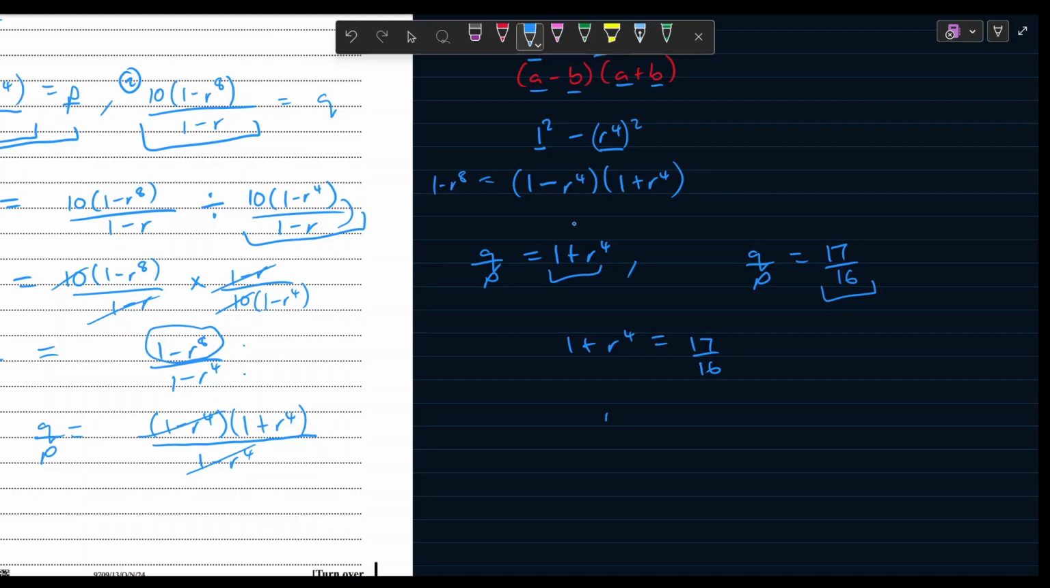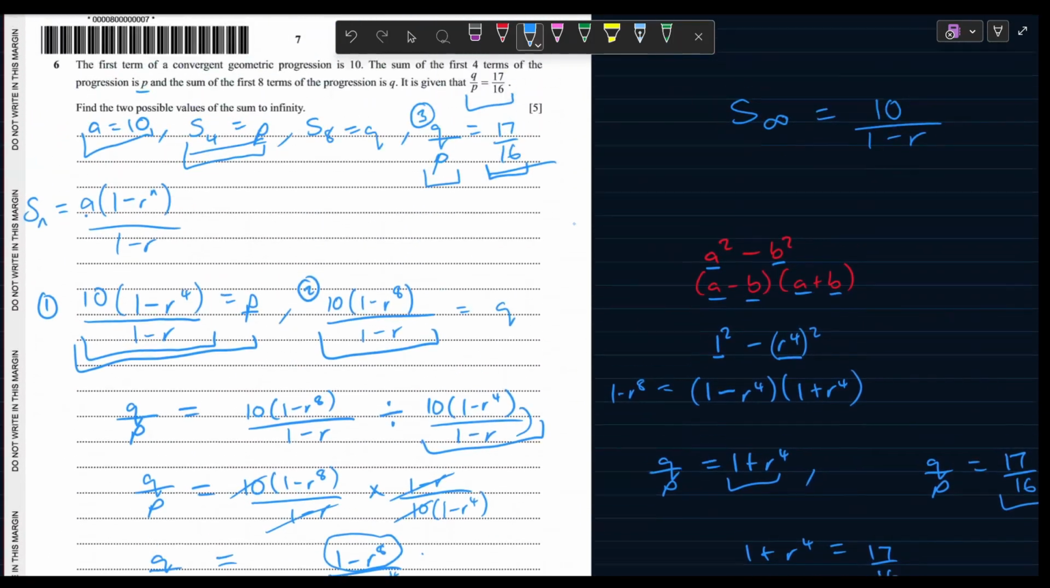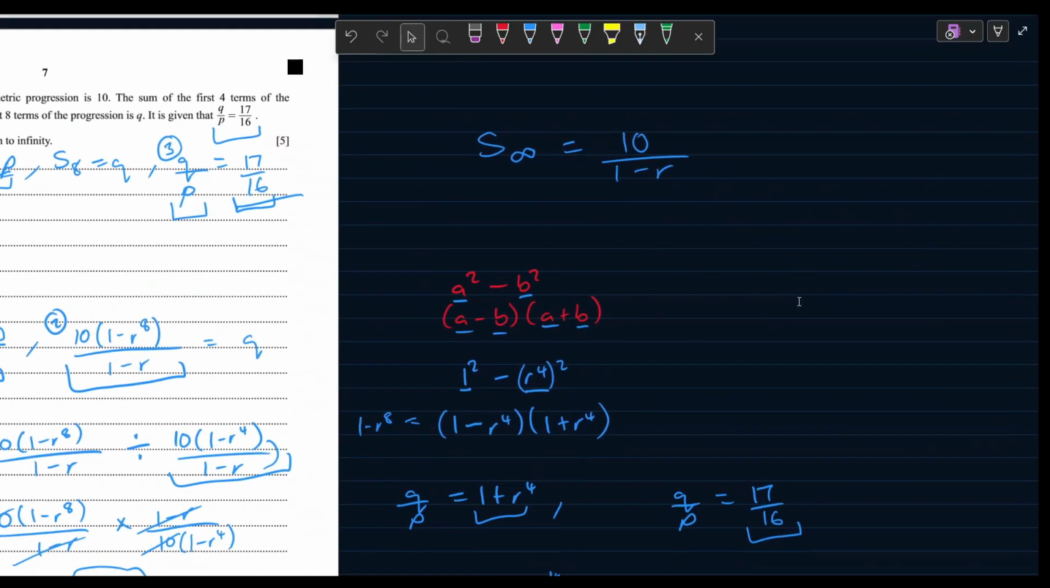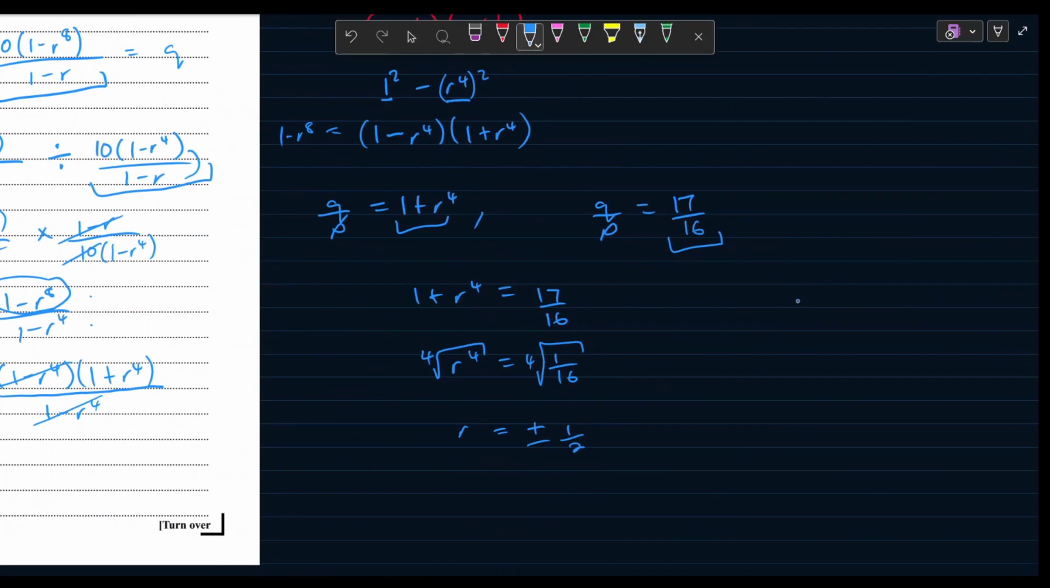And so you get that r to the 4 is equal to 17 over 16 minus 1, which is 1 over 16. So take the fourth root on both sides, and you get that r is equal to plus or minus 1 over 2. Do we have enough information to disregard one of our r's? They want two possible values for the sum to infinity, so that's fine. So r is either positive 1 over 2 or negative 1 over 2.